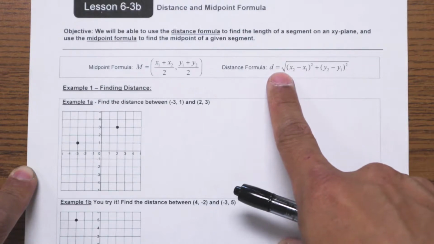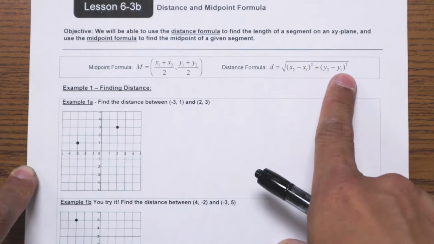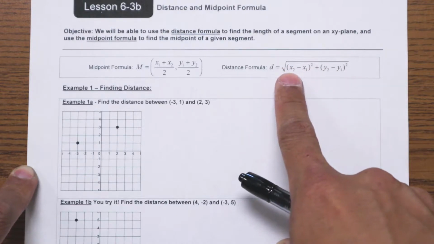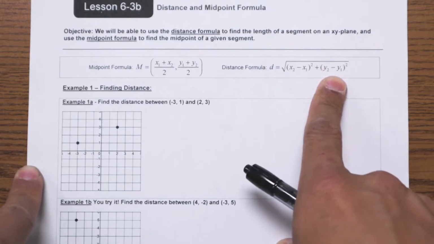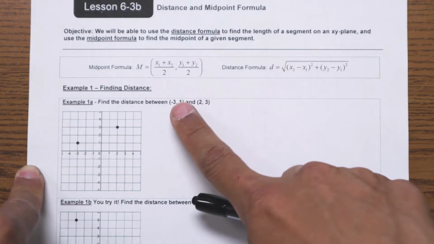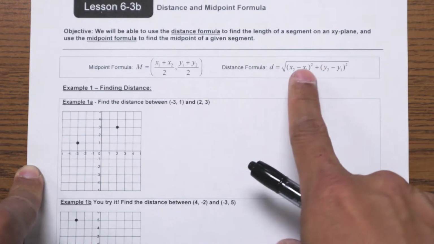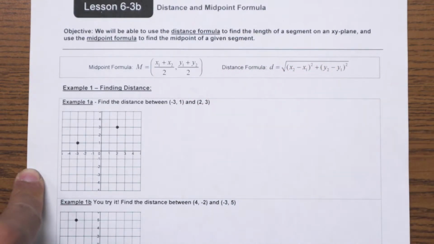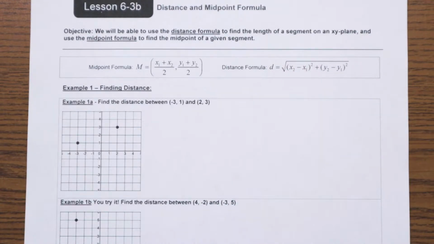It's going to be a very long square root, and inside the square root, there are 2 parentheses being squared. And inside the parentheses, there is a difference between the x's and a difference between the y's. So if you have an ordered pair, the first ordered pair we're going to call x sub 1 and y sub 1. And the second ordered pair we're going to call x sub 2 and y sub 2. Kind of like how you found slope between 2 points back in the day, where the first point is x sub 1, y sub 1, and the second point is x sub 2, y sub 2.